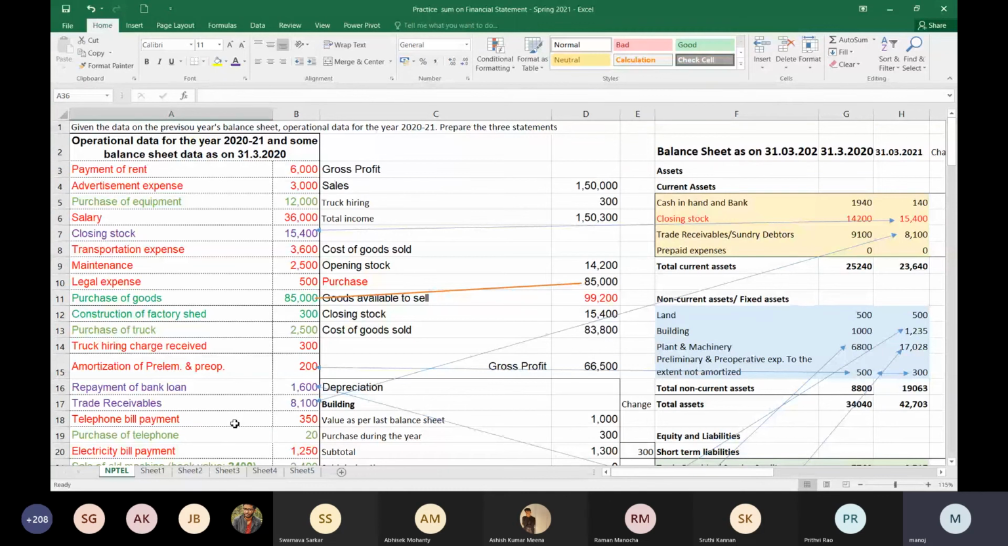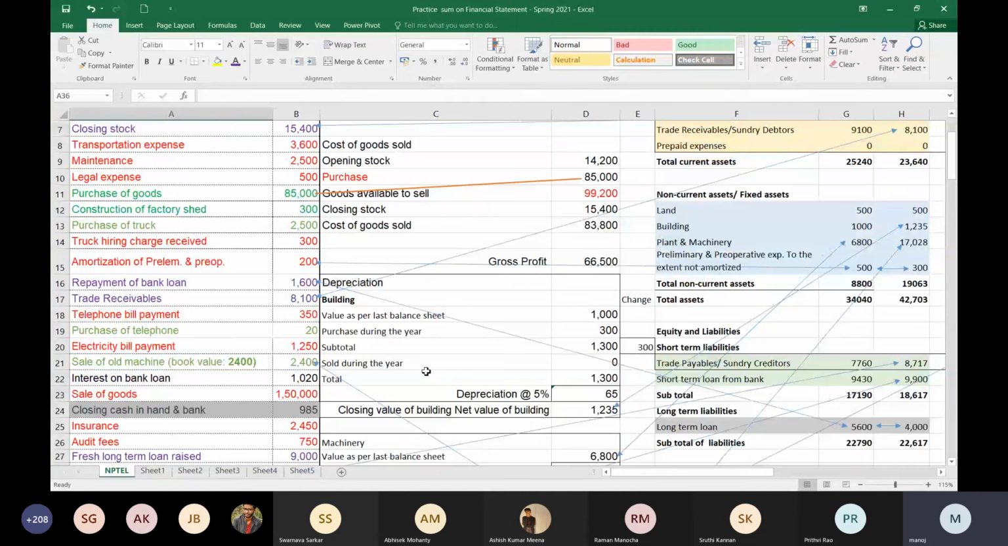How do you estimate depreciation? You have to estimate depreciation based on their value, not their original book value, but book value plus anything that you have added or subtracted. I'll show you only two items. One is building. You have to go to the previous year's balance sheet to see whether there was any building asset. Okay, land is never depreciated, that comes as it is.